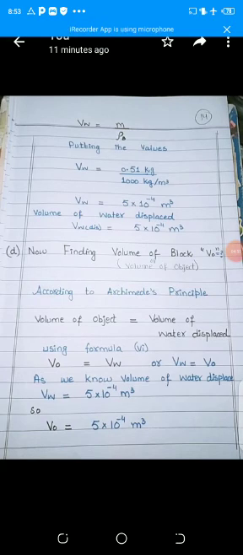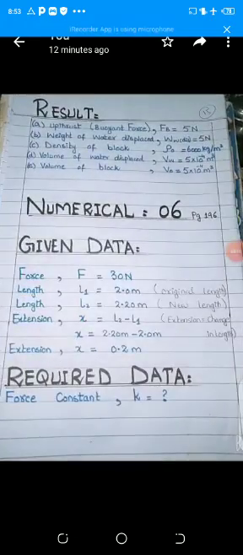According to Archimedes' principle, the volume of the object equals the volume of water displaced. By using the formula V0 = VW, or VW = V0, we are now finding the volume of water displaced. As we know, VW equals 5 multiplied by 10 raised to the power minus 4 meter cubed, as V0 equals 5 multiplied by 10 raised to the power minus 4 meter cubed.